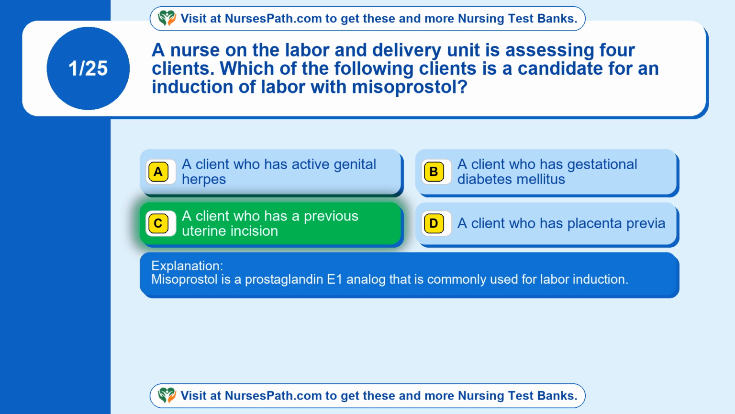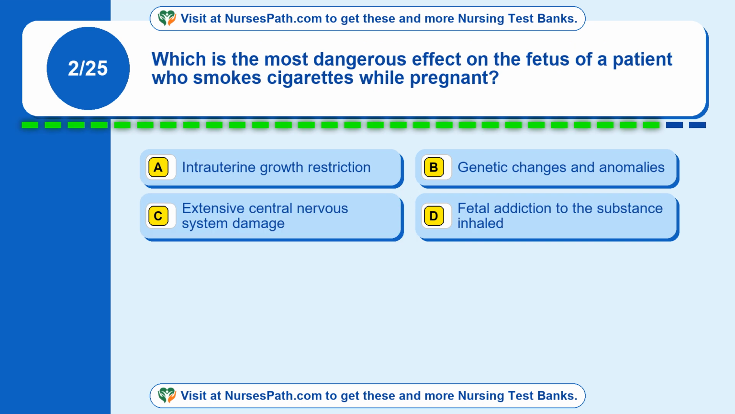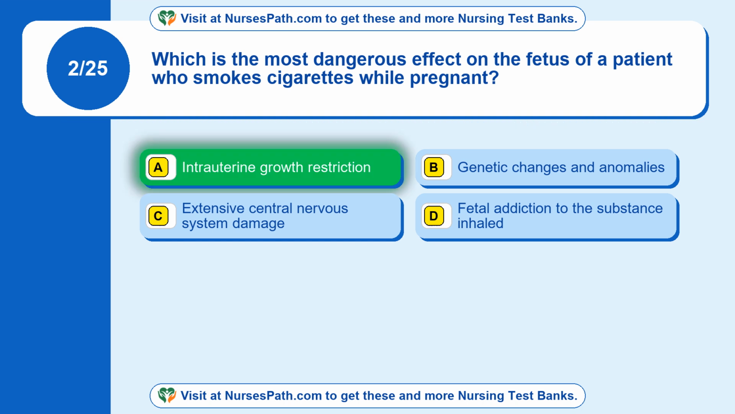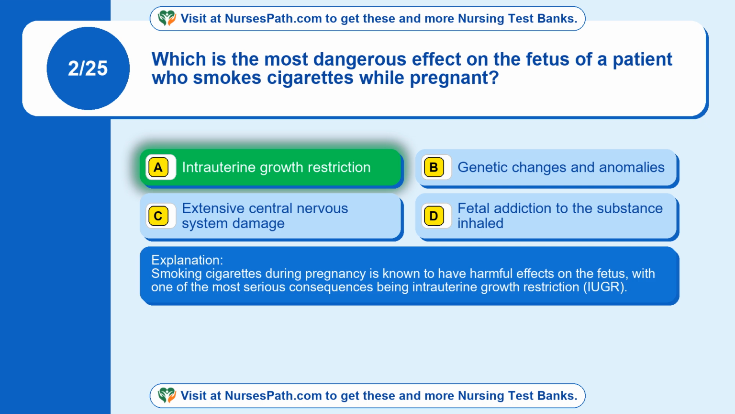Misoprostol is a prostaglandin E1 analog that is commonly used for labor induction. Question 2. Which is the most dangerous effect on the fetus of a patient who smokes cigarettes while pregnant? Option A. Intrauterine growth restriction. Option B. Genetic changes and anomalies. Option C. Extensive central nervous system damage. Option D. Fetal addiction to the substance inhaled. The correct answer is option A. Intrauterine growth restriction. Smoking cigarettes during pregnancy is known to have harmful effects on the fetus, with one of the most serious consequences being intrauterine growth restriction, IUGR.